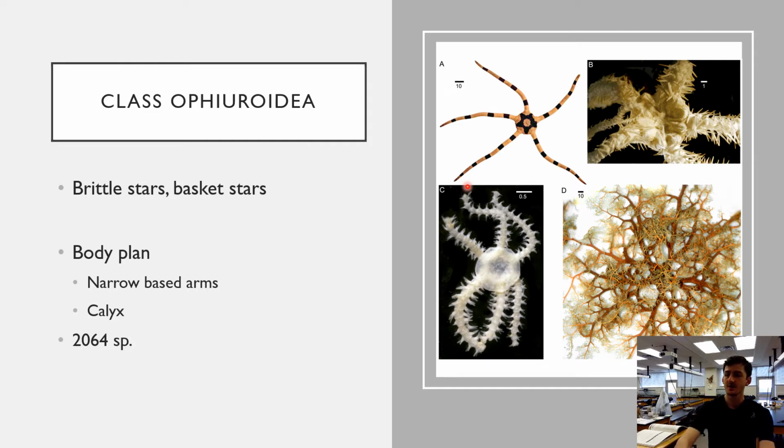So this is a fairly diverse group of organisms. There's currently 2,064 species that have been described. I believe every single one of them is marine. I believe most of them are actually from the Pacific Ocean.